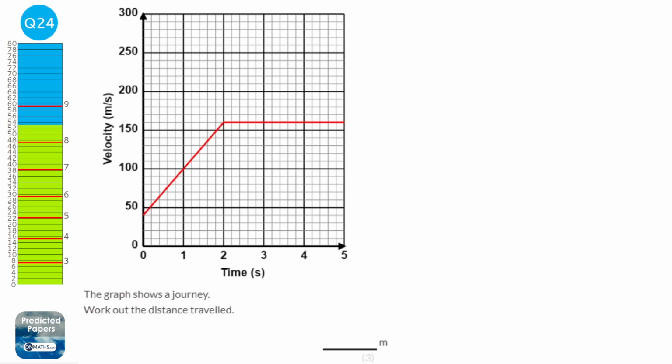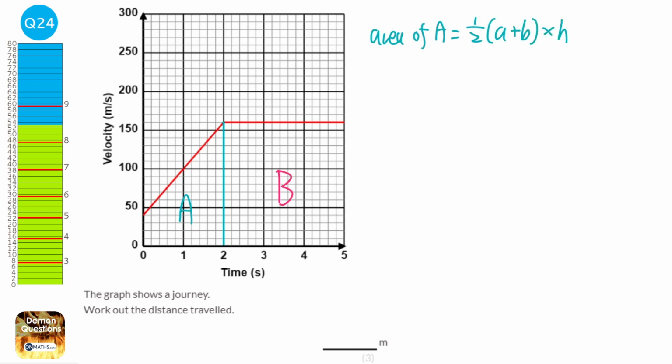To find the distance or displacement on a velocity time graph, we're actually going to find the area underneath the graph. And to do that, we're going to split the graph into two. And we've got the trapezium on the left-hand side, and we've got this rectangle on the right-hand side. So to work out the area of the trapezium, we're going to do half a plus b times the height. And the two parallel sides are on the left and the right.